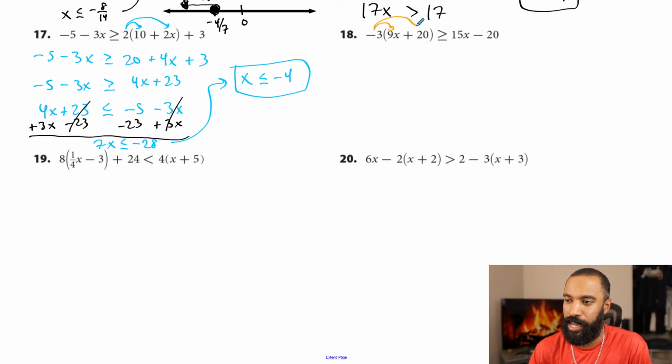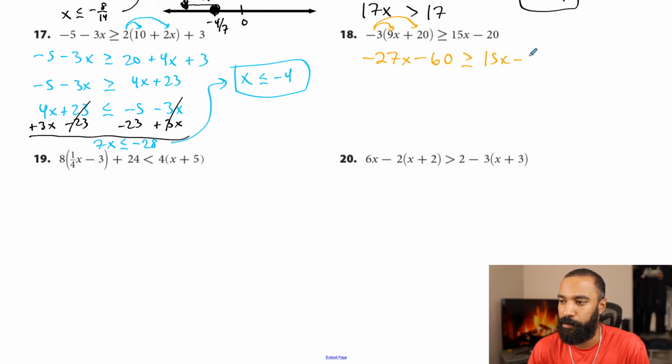So let's distribute negative 3. We get negative 27x minus 60. And this is greater than or equal to 15x minus 20. Okay, so last time I decided to do a flip. This time I'm going to decide to deal with the negatives. I'm going to subtract 15x from both sides here.